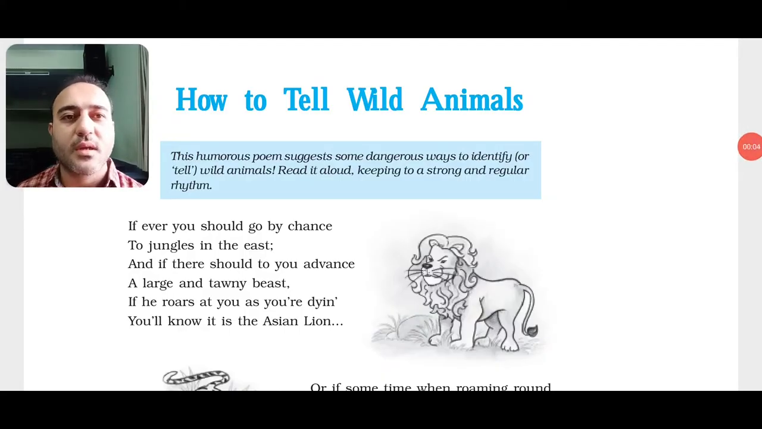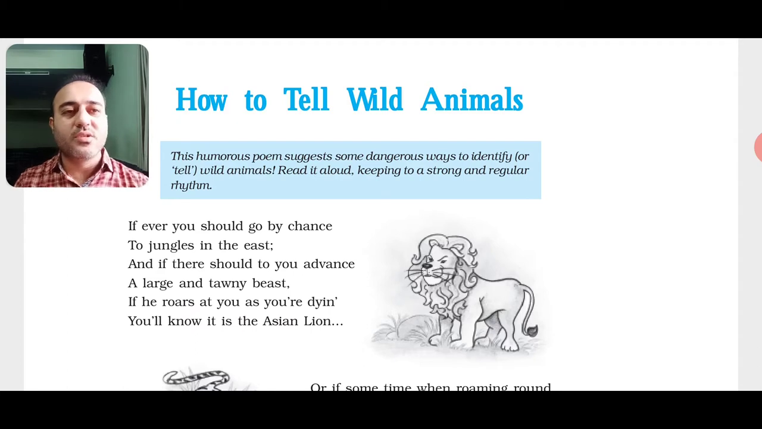I am Dhaval sir and our today's topic is your Unit 3 poem How to Tell Wild Animals by Caroline Wells. Right. So this is a humorous poem which suggests some dangerous way to identify or tell which wild animal it is. Right. So basically in this poem the poet has explained the different characteristics of various wild animals in a very funny way. Right.